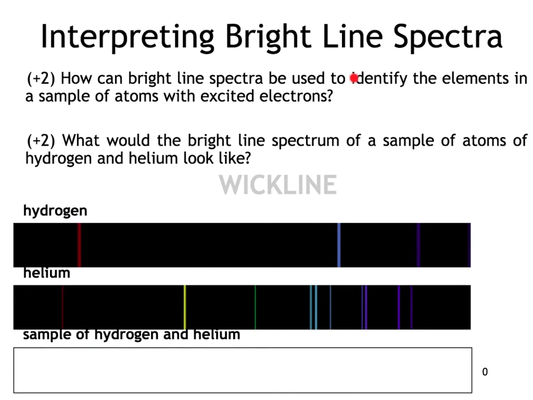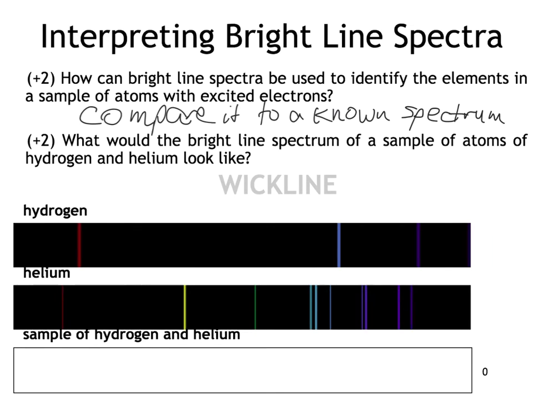Firstly, how can bright line spectra be used to identify the elements in a sample of atoms with excited electrons? What I would say is actually quite simple. Just make sure that you compare the bright line spectrum of the sample of atoms to bright line spectra that you already know. If you find a match between the bright line spectrum of what you're studying and the bright line spectrum of an element that you already knew, then you found the identity of that element. So what I wrote down here was just compare it to a known spectrum. That's what the regents are going to want you to say at different points.